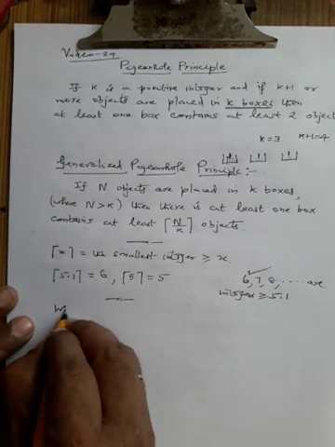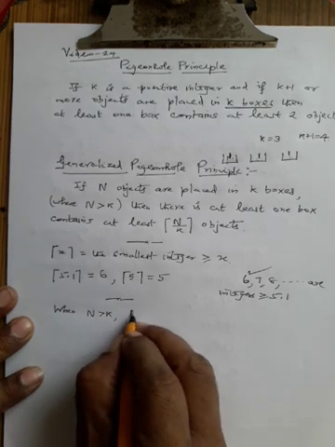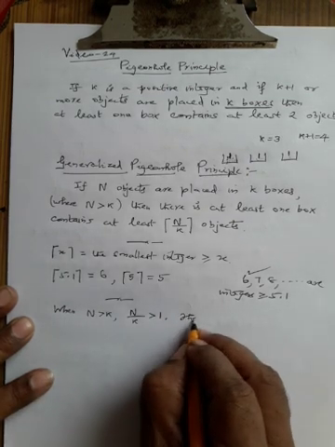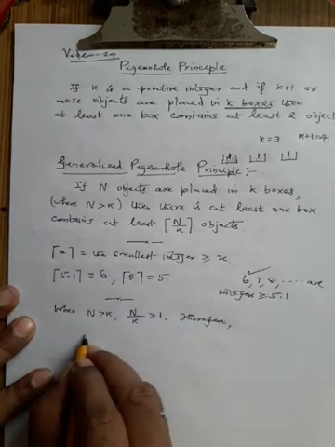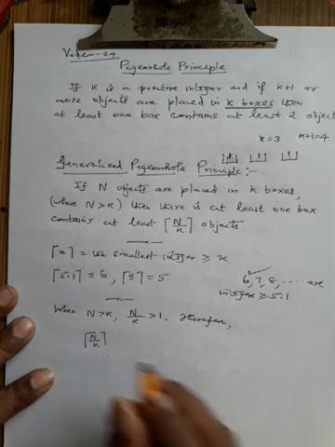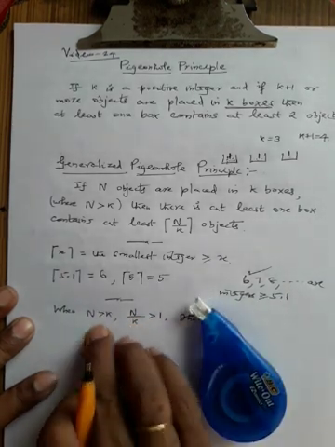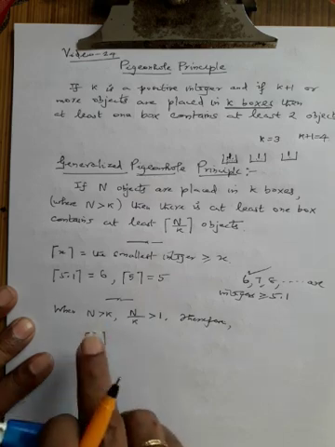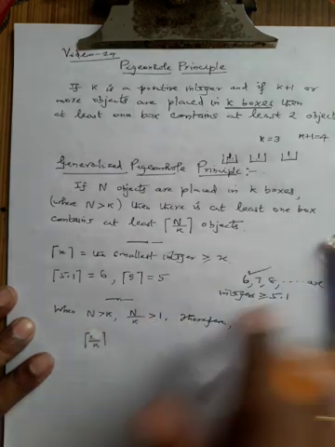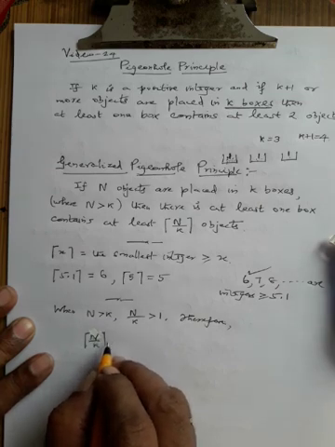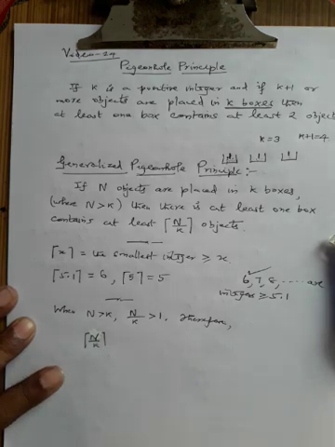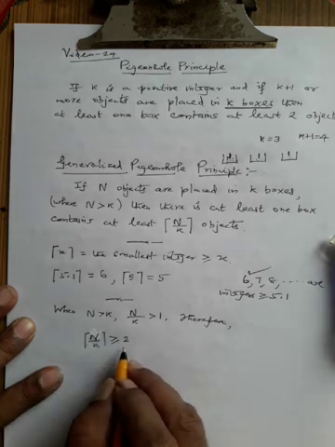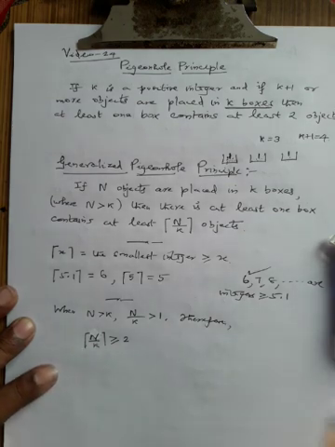When n is greater than k, n by k is greater than 1. Therefore, the ceiling function of n by k is greater than or equal to 2. Greater than 1 means the ceiling is going to be at least 2, because it is going to be minimum 1 point something. If it is 2 point something, you will get 3, which is greater than or equal to 2.